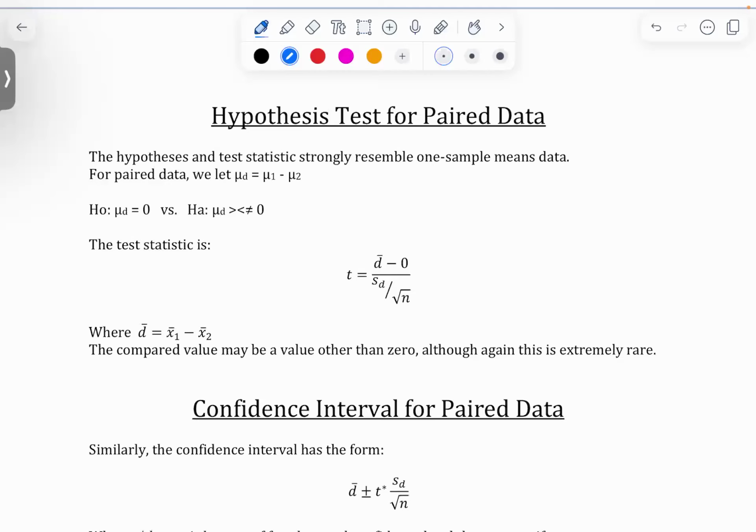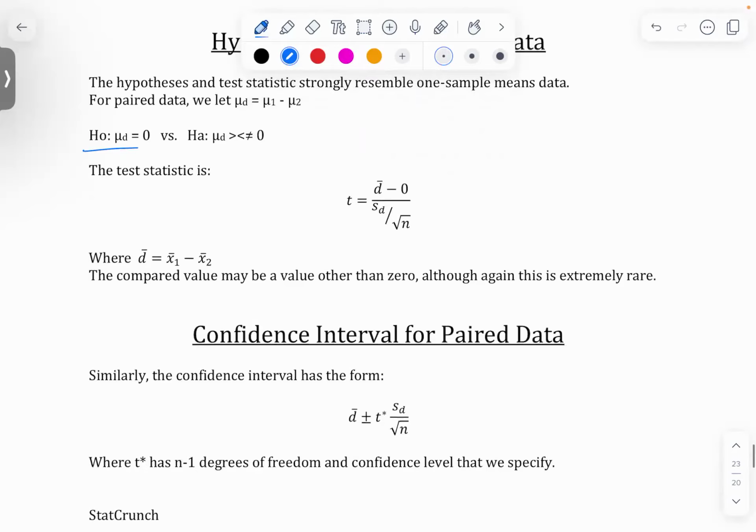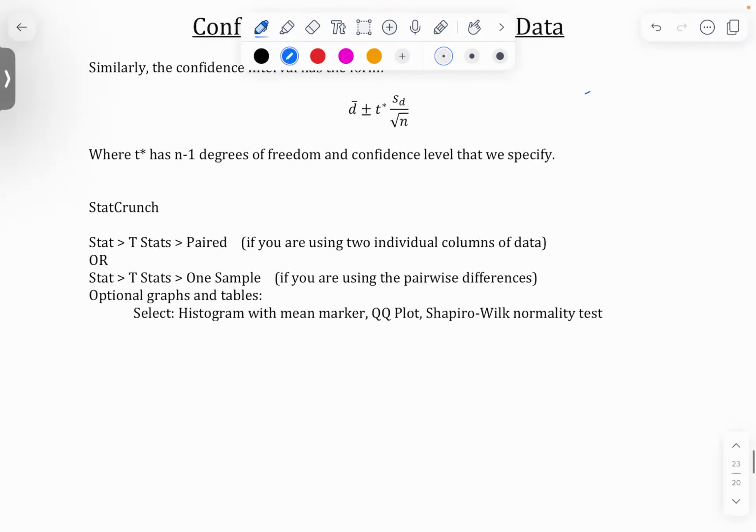Otherwise, everything should look super familiar. Actually, all this should look much more familiar to one sample means than to two sample means. Specifically, notice the hypotheses. Mu d, mu of the differences, equals 0. It's always comparing a singular value. When we write the hypotheses, we tend to write them individually, but it's way more related to one sample means than two sample means, for both the hypothesis test and the confidence interval.